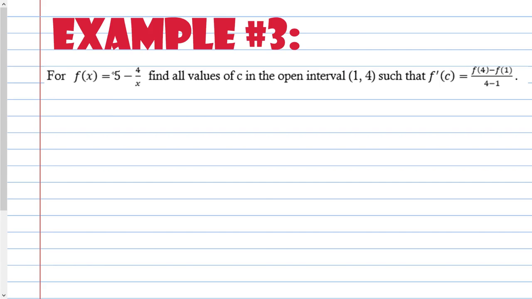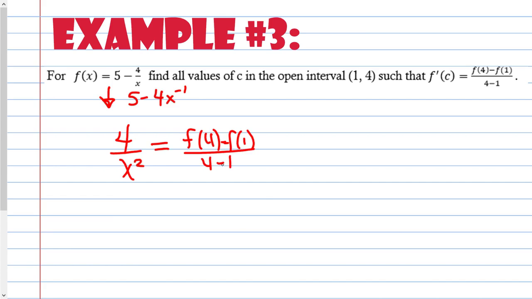So let's actually derive this. 5 is 0, and then let me rewrite this: 5 minus 4x to the negative 1. Now let me derive it. So 0, negative 1 times negative 4 is positive 4, and then x stays, and negative 1 is now negative 2. So here's my derivative. My derivative needs to equal f of 4 minus f of 1 over 4 minus 1.